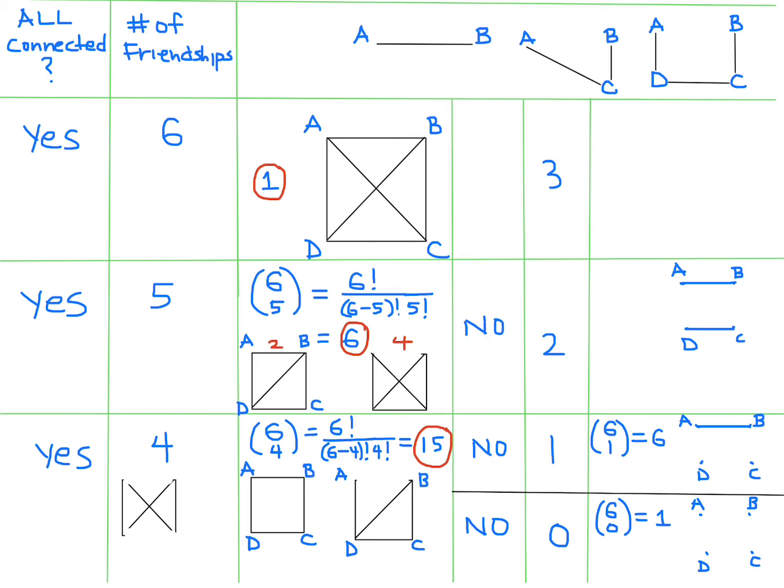No. A is not connected to D. C is not connected to B. How many of these? From 6, you chose 2 sticks. And 6 choose 2 is 15. Now we get to the heart of the question, which is 3. 3 friendships is what decides whether you're going to get this question right or wrong.